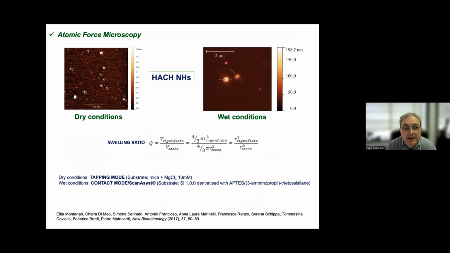Here you can find the nanoparticles that have been characterized, of course, in dry conditions and in wet conditions, and we also determined the extent of water inside the nanoparticles, the swelling behavior, and so on, and also the Young modulus of the nanoparticles.